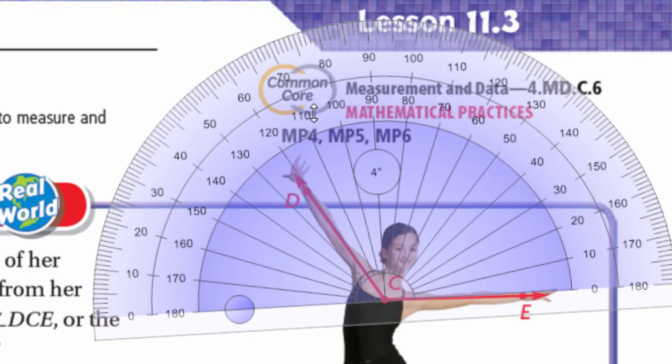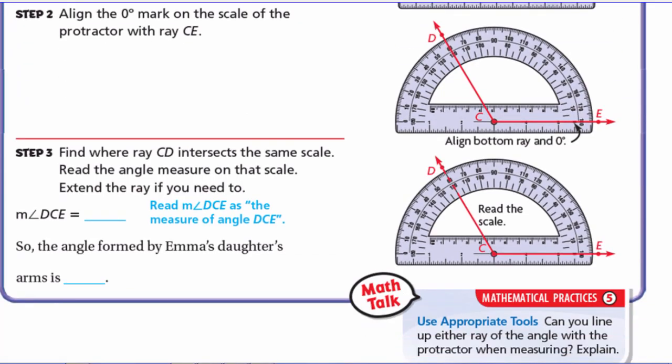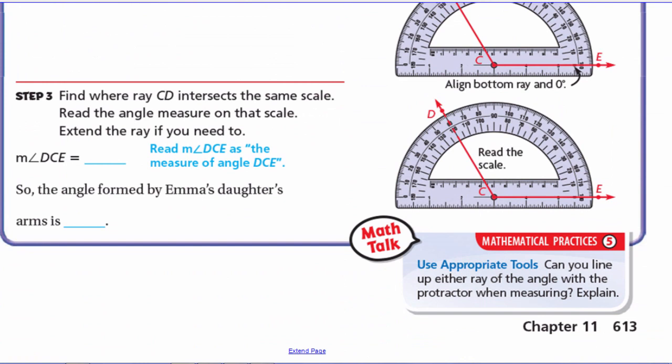80, 90, 100, 110, 120. It means the measure of the angle DCE is 120 degrees. So the angle formed by Emma's daughter's arms is 120 degrees.